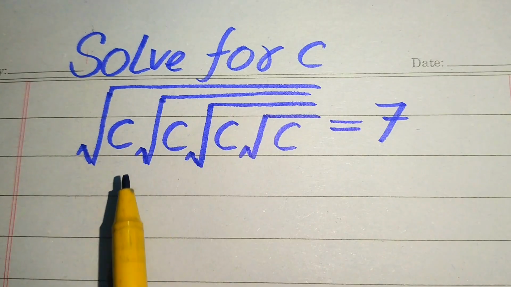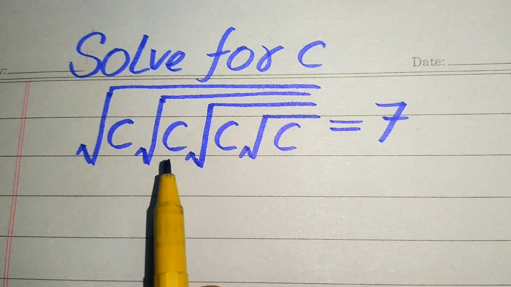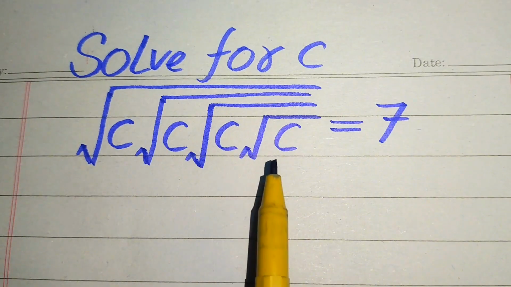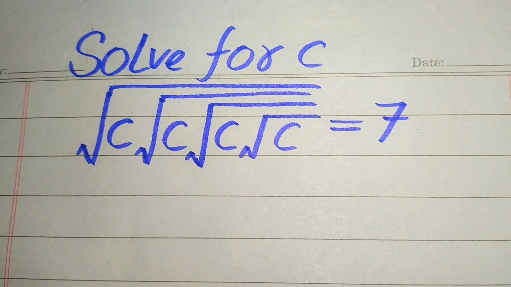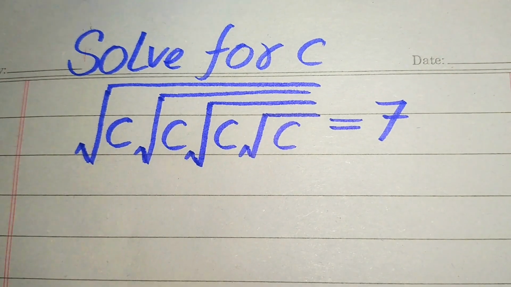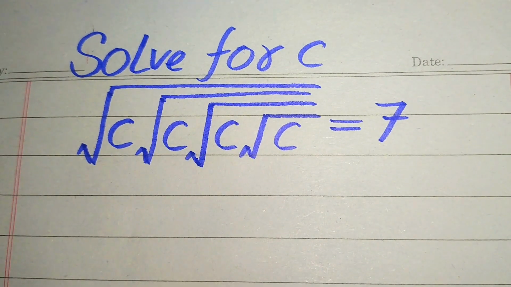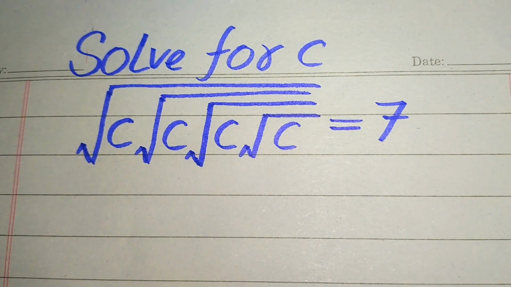So we have the square root of c inside the square root of c inside the square root of c inside the square root of c equals 7, and we solve this problem for all the values of c. So here we find all the roots of this equation, and for this we need to remove all these square root signs from here.